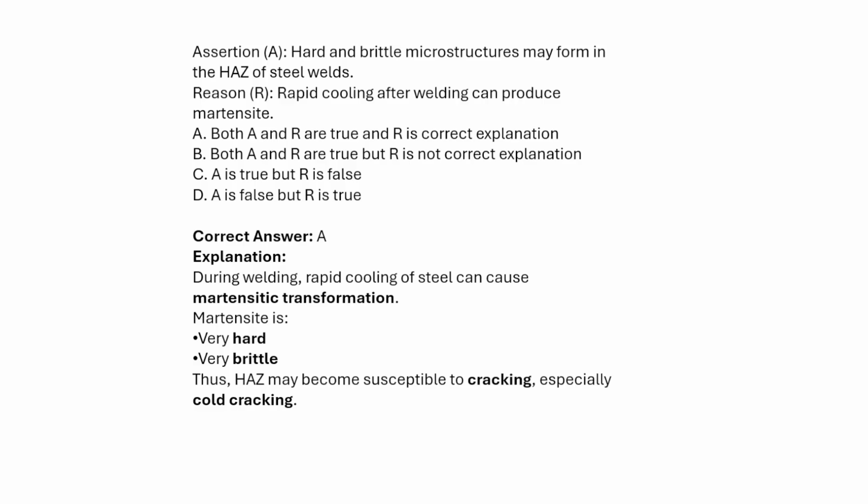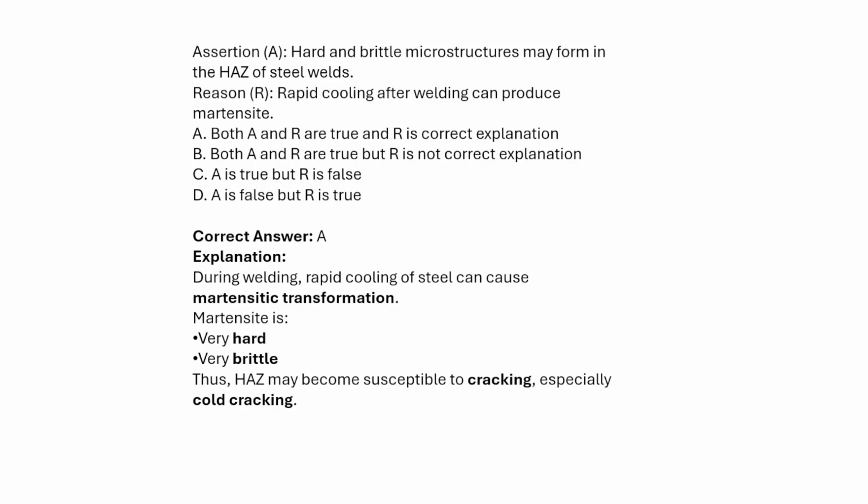Okay, here are the two conditions. Hard and brittle microstructures may form in the HAZ of steel welds. Yes, hard and brittle microstructures form in the HAZ when we do steel welding. Which one is correct? So hard and brittle microstructure forms. Second, the reason: rapid cooling after welding can produce martensite.